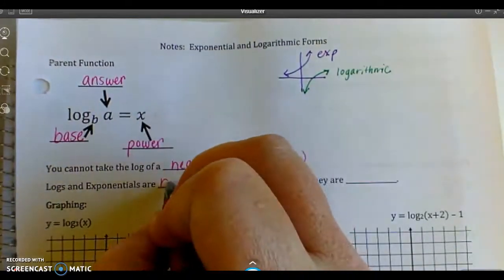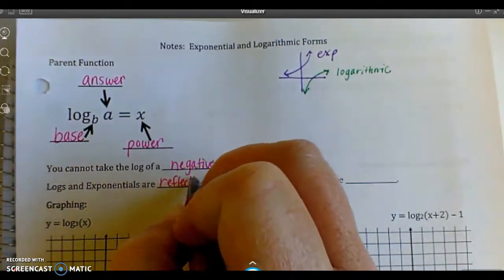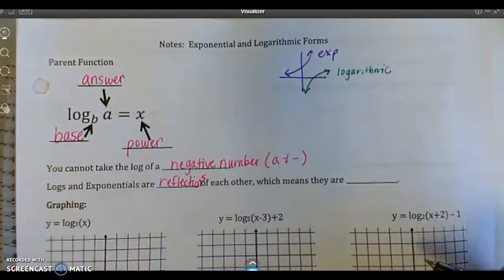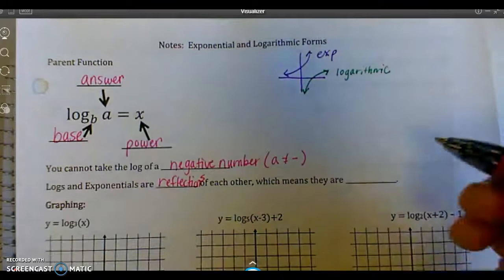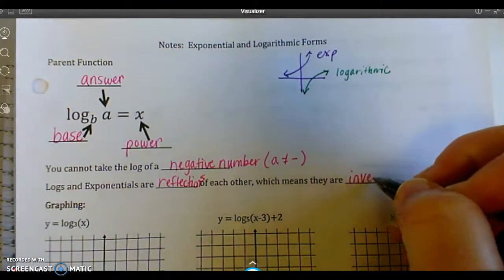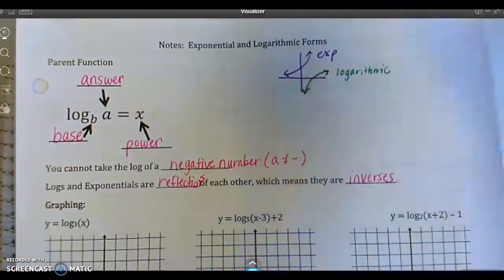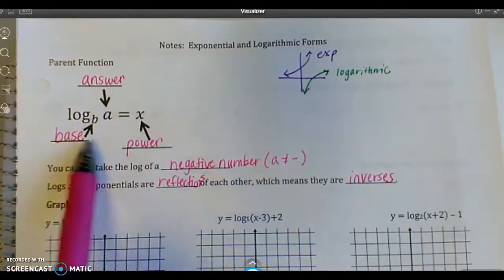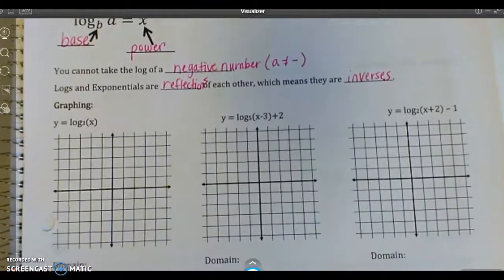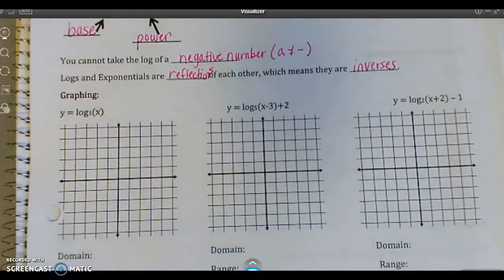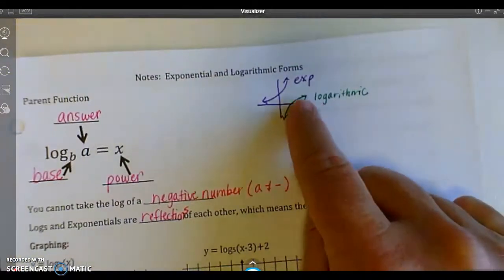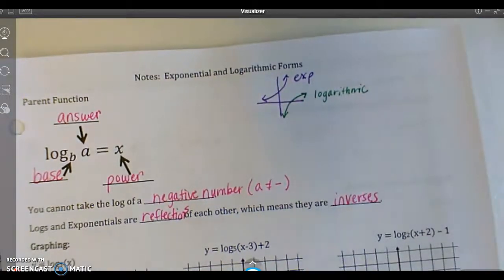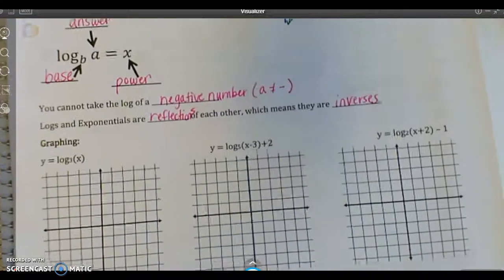Logs and exponentials are reflections of each other, as long as you're talking about on the line y equals x, which means they are inverses, which is kind of what I showed you with that graph. We're going to do some more with this part right here in a minute, but we're going to look at the graphs of logs first. And I sort of already told you this is what the graph's going to look like. It's going to kind of go up and level off, sort of like an exponential, but the inverse of it.